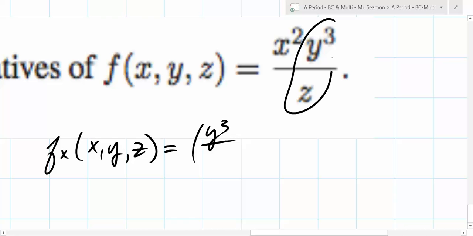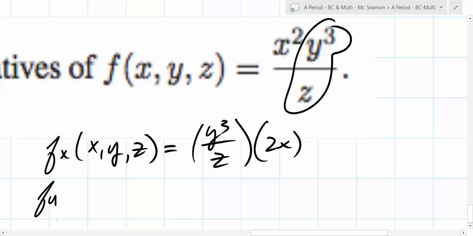Everything is constant, so this is constant. So this is just along for the ride, but what does it get multiplied by? 2x. That's it. Exactly. What about fy, Tori? What's fy going to be?